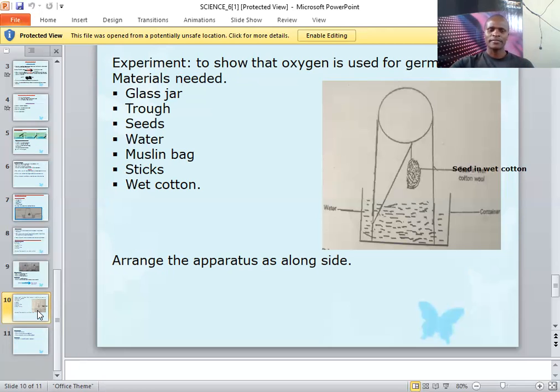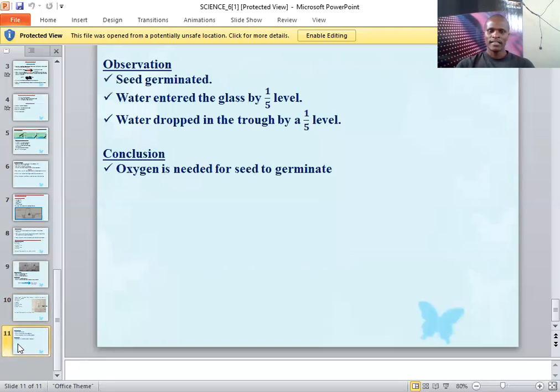Remember the other day we said that if you calculate 1/5 of 100%, it will give you 20%, and 20% is the approximate percentage of oxygen present in air. Therefore, oxygen that was present in this glass was used by those seeds during germination. What was the conclusion of this experiment? The conclusion was oxygen is needed for seeds to germinate.